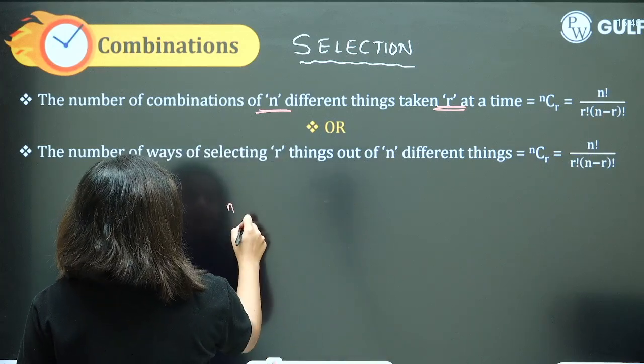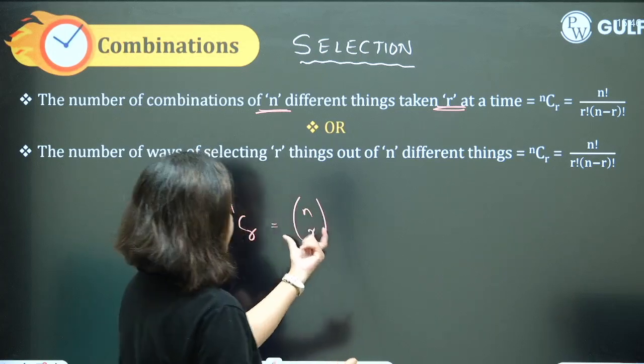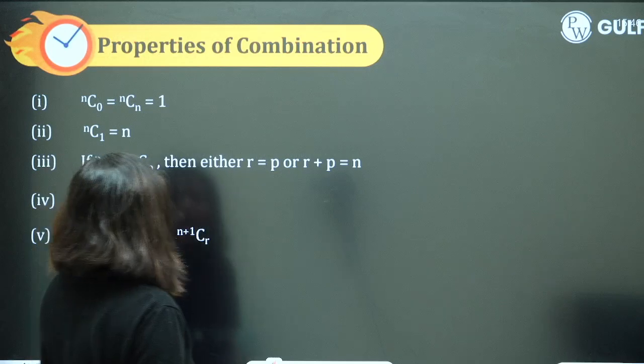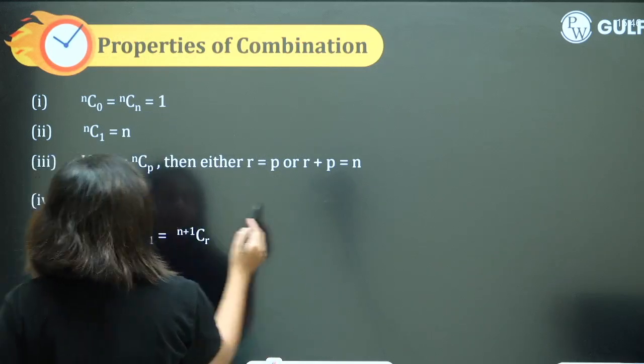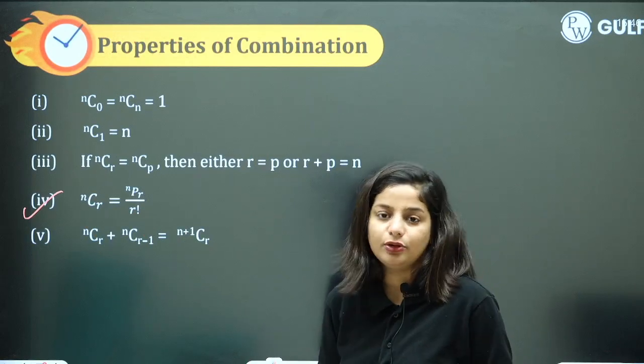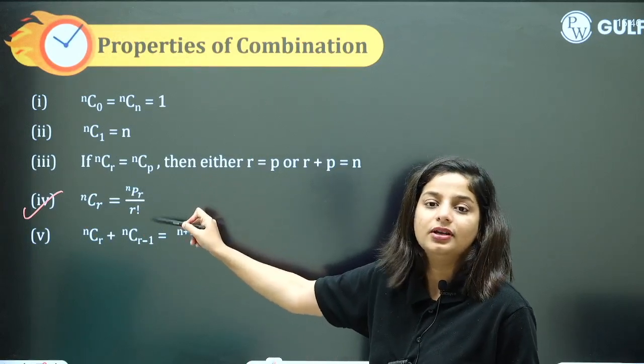nCr, guys, is also written like this. This symbol, if you see somewhere, it is also a combination. Okay, nCr is equal to nPr upon r factorial, very similar to your permutation. Just write the formula of permutation and divide with r factorial. You will get nCr.